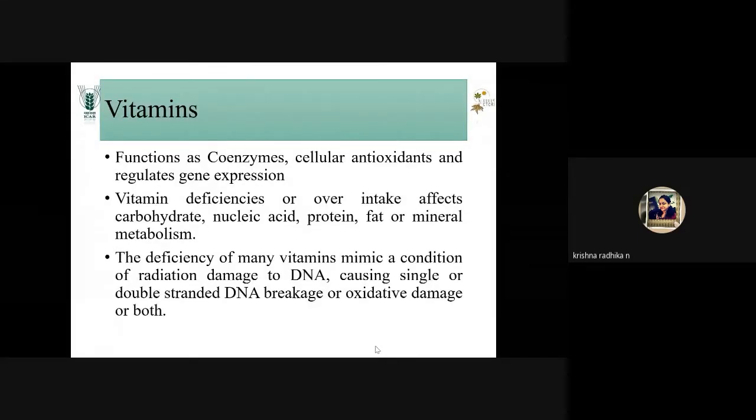Vitamins. These are another group of micronutrients. They function as coenzymes, cellular antioxidants, and regulators of gene expression. Vitamin deficiencies or overintake affect carbohydrate, nucleic acid, protein, fat, or mineral metabolism. The deficiency of many vitamins mimics a condition of radiation damage to DNA, causing single or double-stranded DNA breakage or oxidative damage or both.